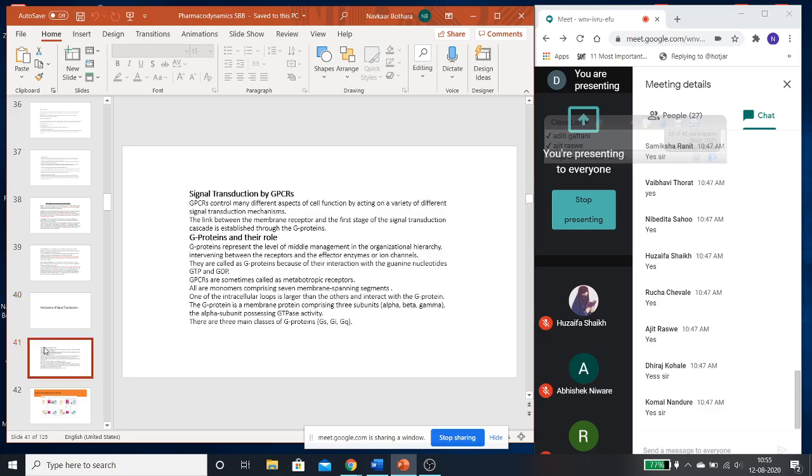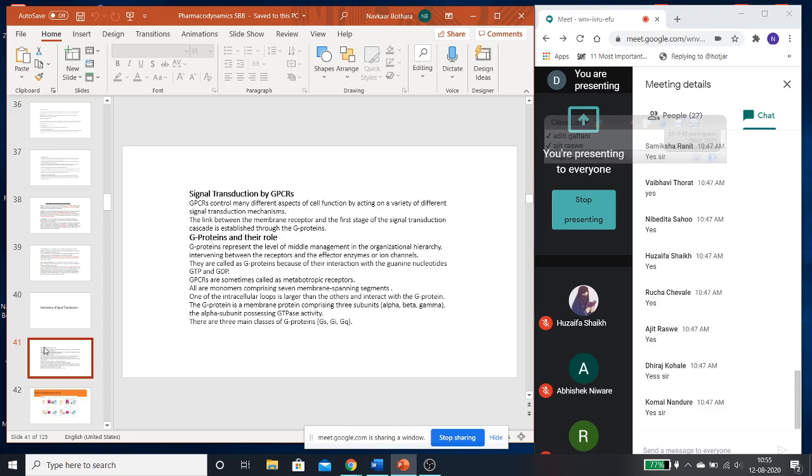Usually the most important structure in that is the receptor, and there are a variety of receptors. One popular group of receptors is called G protein coupled receptors, or very shortly GPCRs. They control many aspects of cell function by acting on a variety of different signal transduction mechanisms. There is a link between the membrane receptor and the first stage of the signal transduction cascade, and it is established through G proteins. There are a variety of G proteins, we shall see them.